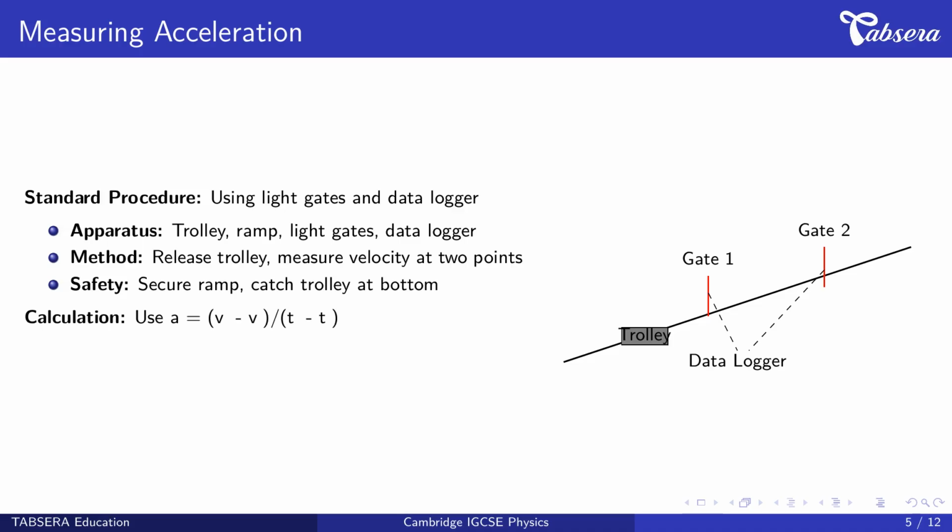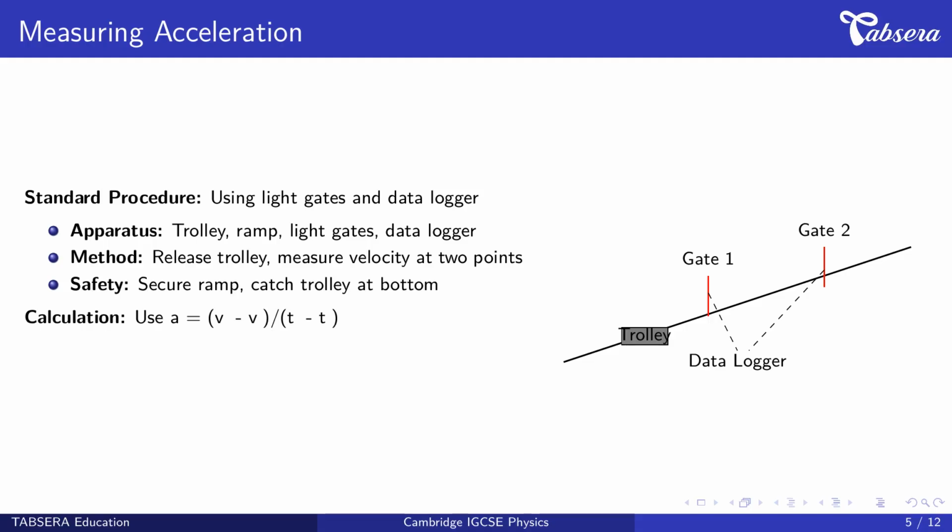The method consists of these steps. First, set up the ramp at a suitable angle and position light gates at measured distances. Second, release the trolley from rest and allow it to accelerate down the ramp. Third, record the velocities at each light gate and the time interval between them.